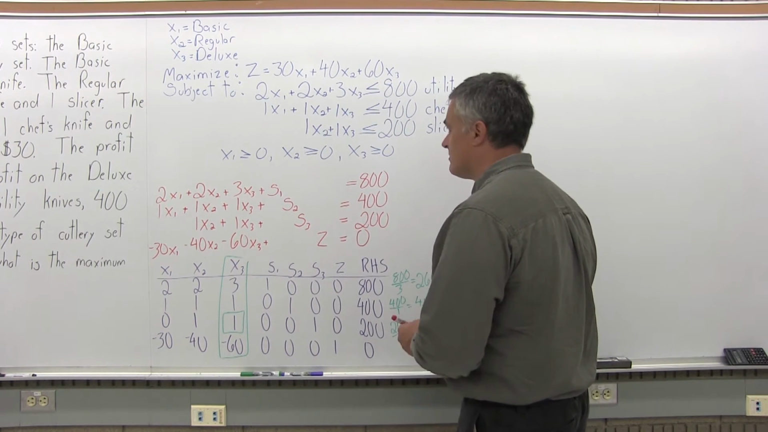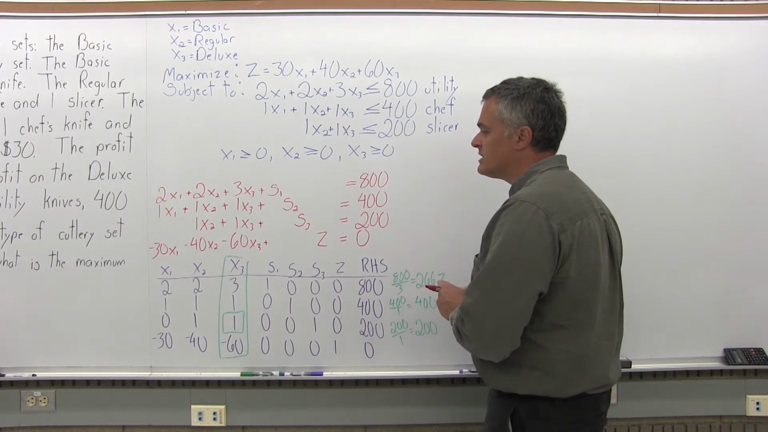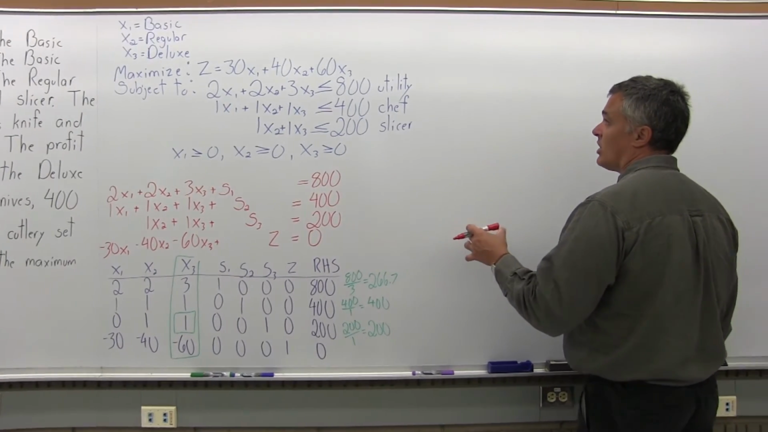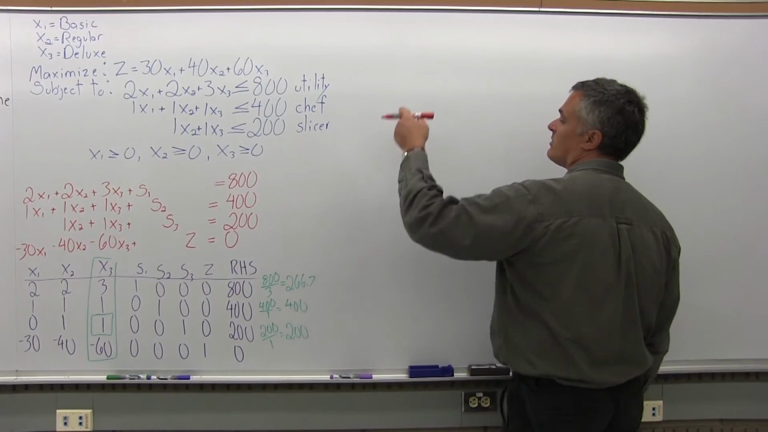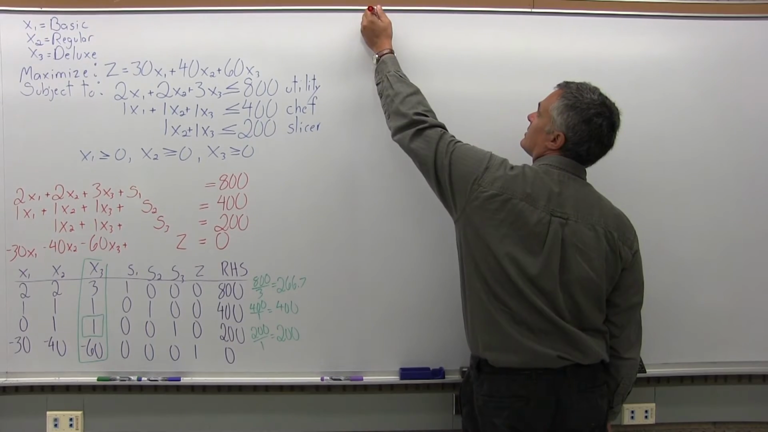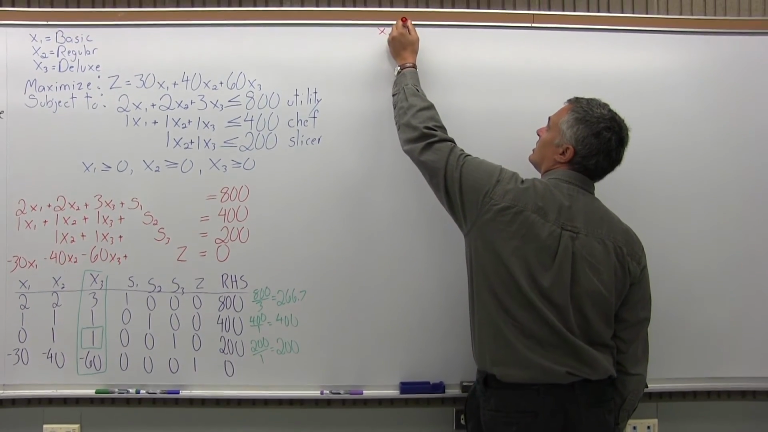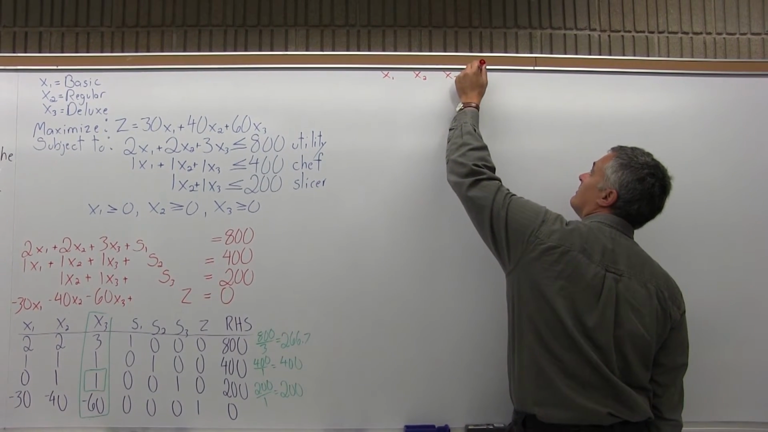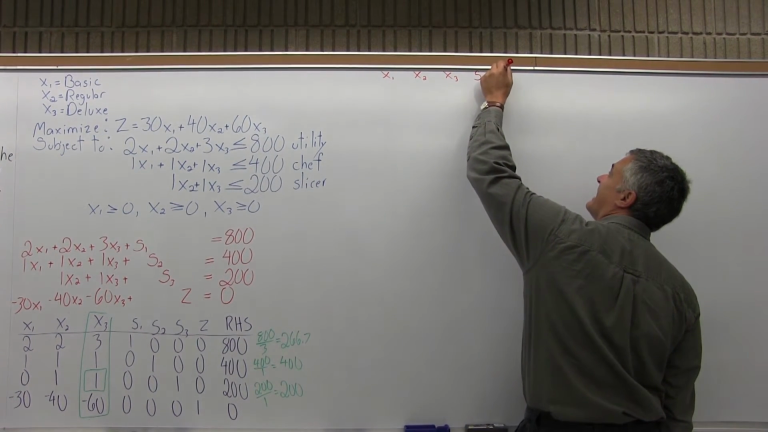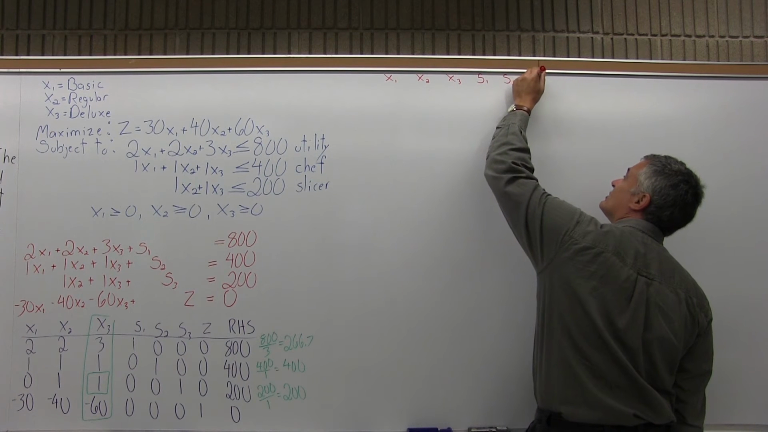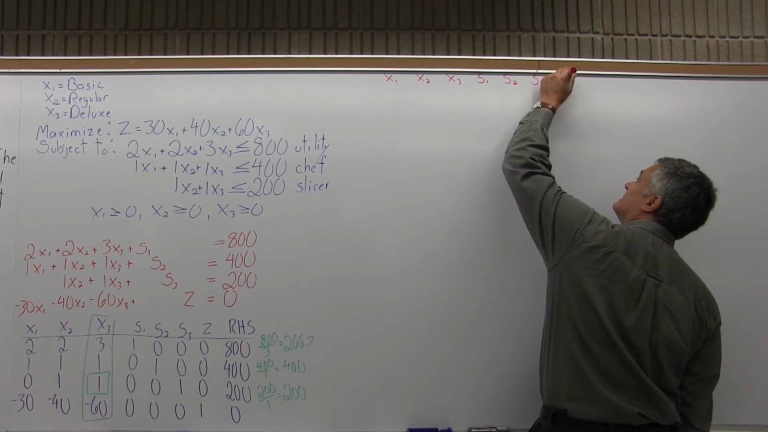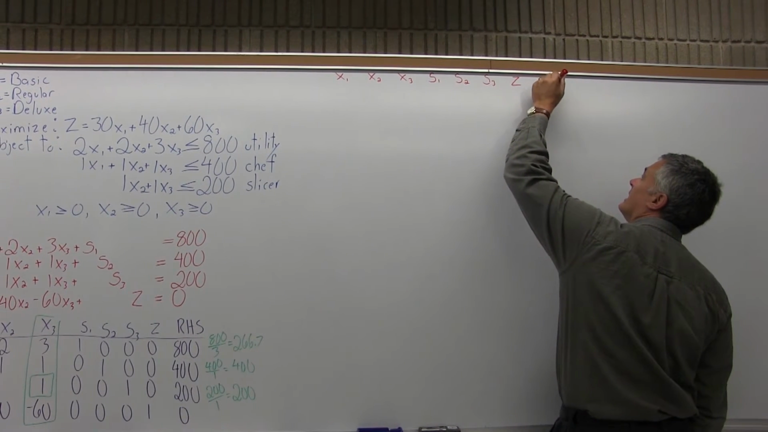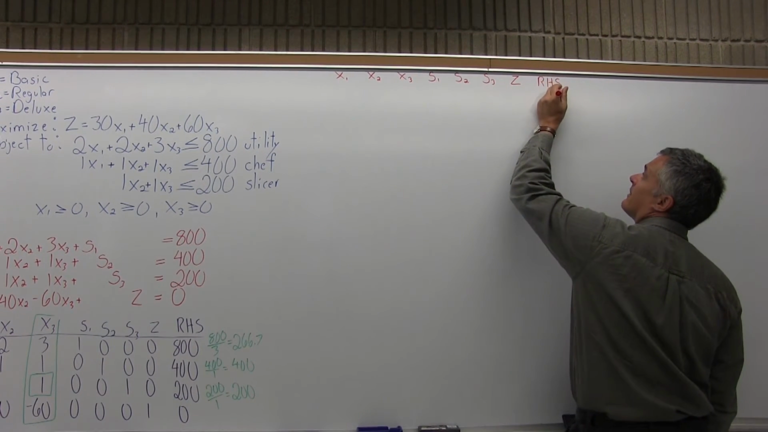Let's see. We'll go to a different color, again, just to keep them clear, which is which. So let me set up some more column headings because I'm down to the bottom of the board on this. I have to set up the columns again. So we had an X1 column, an X2 column, an X3 column, an S1 column, S2, S3, Z, and RHS for right-hand side.